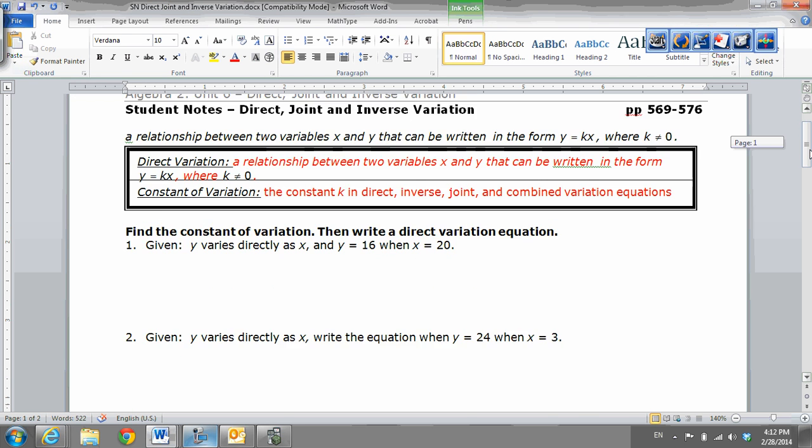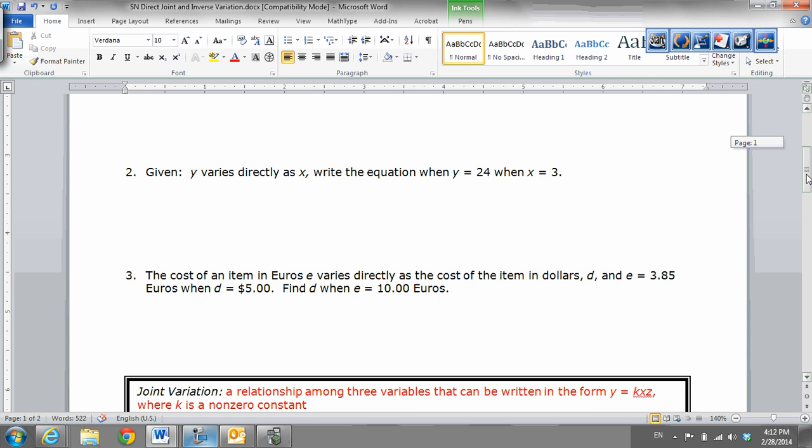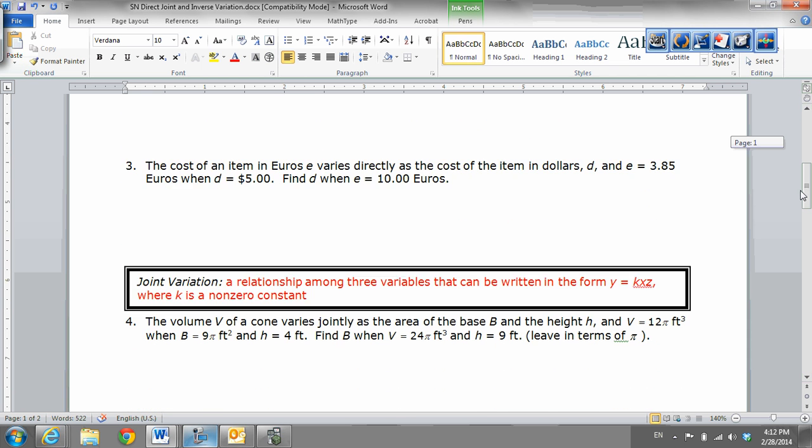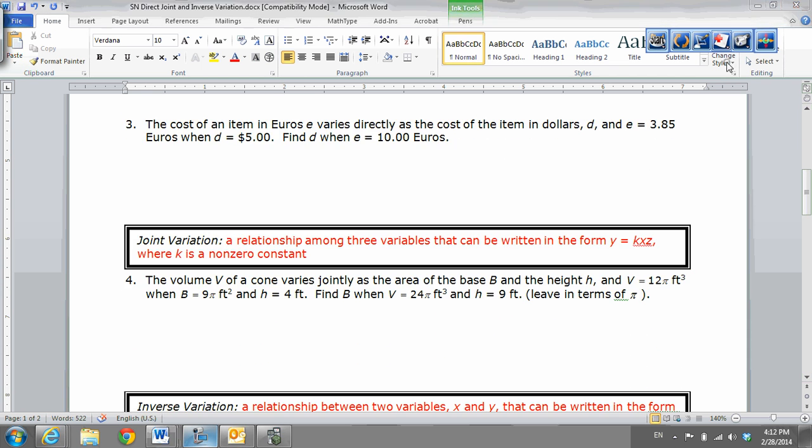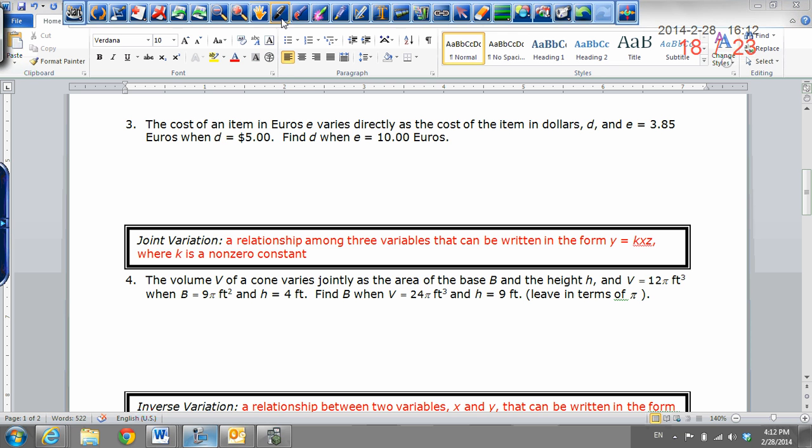Number two works the same way. That's y equals 8x for those of us that want to do it. Number three, it's a word problem. So how I read this is euros vary directly with D, so k and then D. Then we're just plugging and chugging, so I get 385 equals k times 5. Then I'm going to divide by 5, and I think k is 0.77.